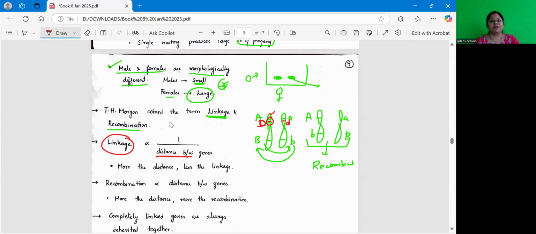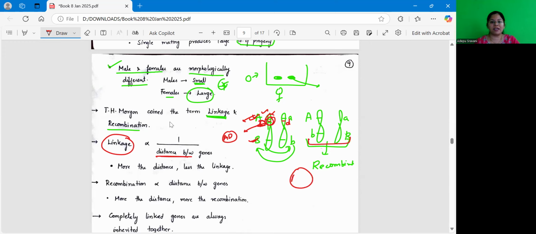Clear? I said A, D and B, all these three are linked genes because all of them are present on the same chromosome. But which of them are more linked? The ones which have less distance, that is A and D, will show more linkage. They will go together more often compared to B. More the distance, less will be the linkage. Compared to A and B, the distance is more, so there are chances of recombination there. This is called recombination.